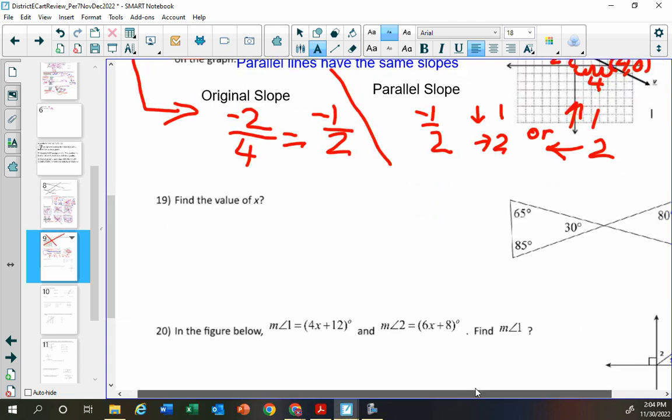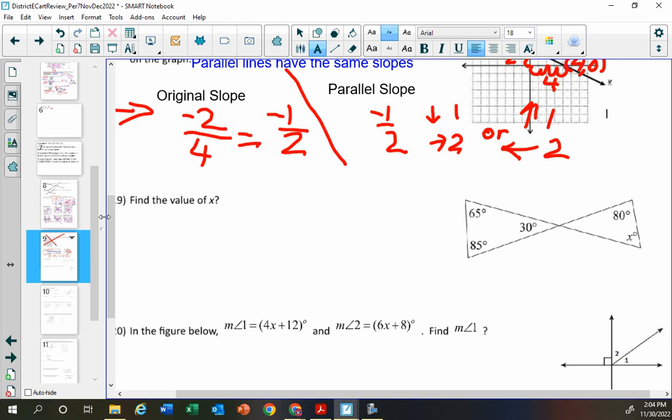19. Now, does anybody remember the relationship between these two angles right here? Anybody remember if your two angles are directly across from each other? They're equal to each other. 30's right here. Let me tell you something. This is 30.